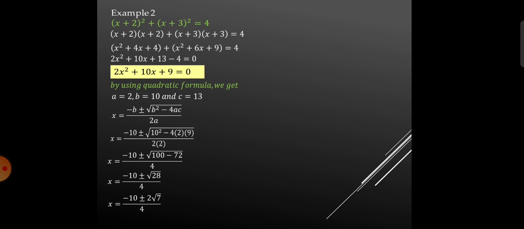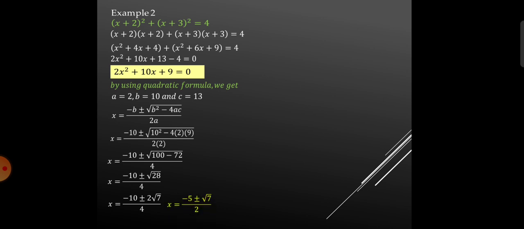4 times 7. So the solution becomes negative 10 plus minus the square root of 4 times 7. So there are two factors, 4 and 7, wherein 4 is a perfect square and 7 is not. The square root of 4 is 2, so 2 goes outside. What remains inside the radical symbol is 7, because 7 is considered irrational. Then copy the denominator 4.